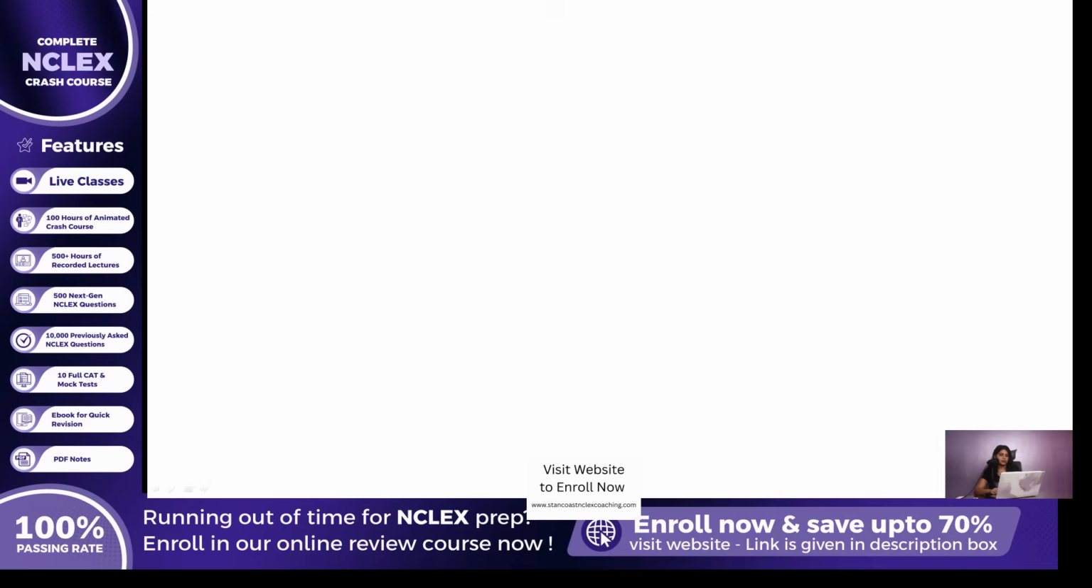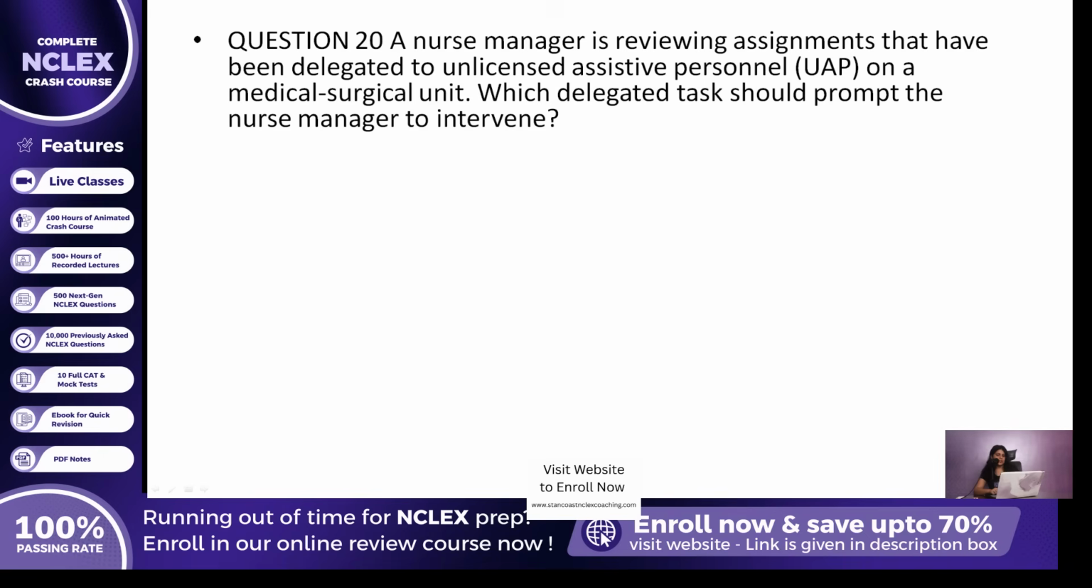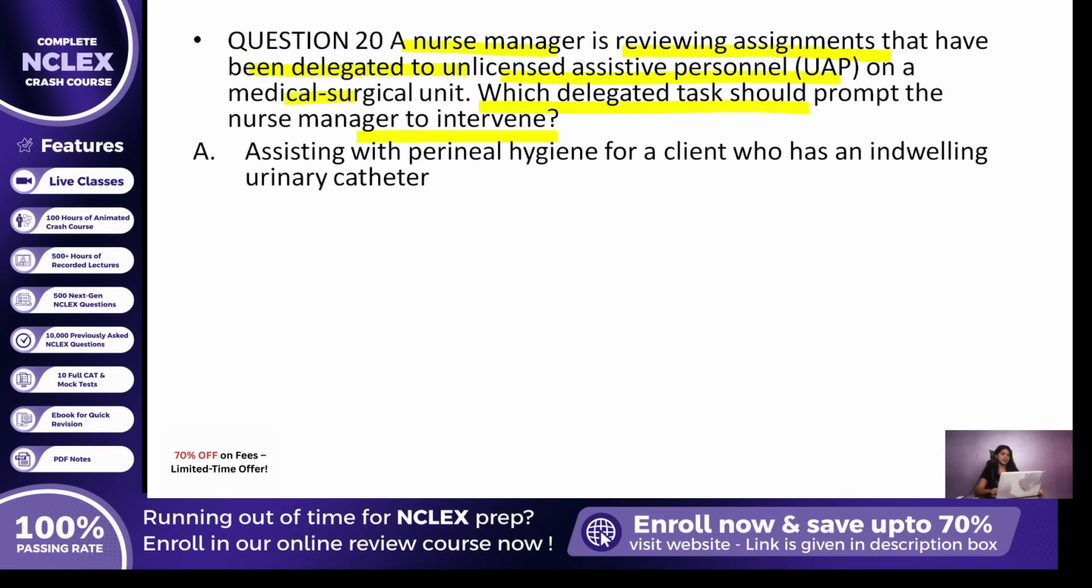Let us move on to question 20, which highlights appropriate delegation practices on a medical surgical unit. A nurse manager is reviewing tasks assigned to unlicensed assistive personnel. Which delegated task should prompt the nurse manager to intervene? Here are the options. A. Assisting with perineal hygiene for a client who has an indwelling urinary catheter.